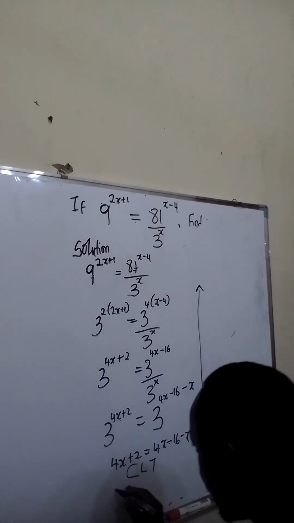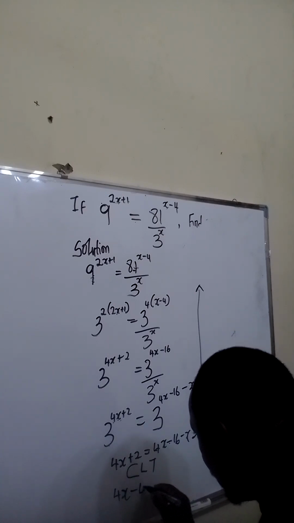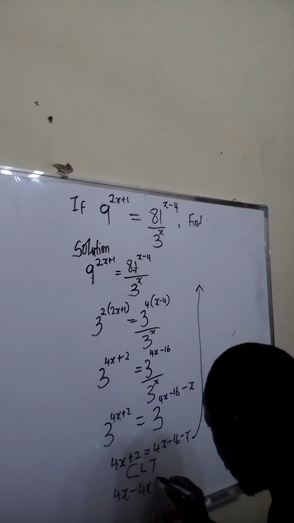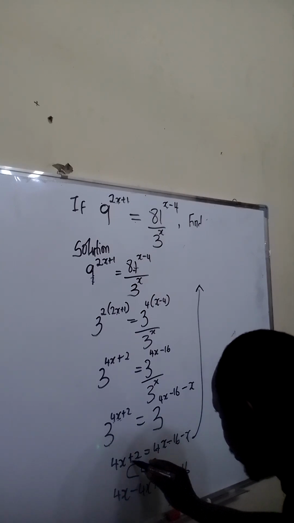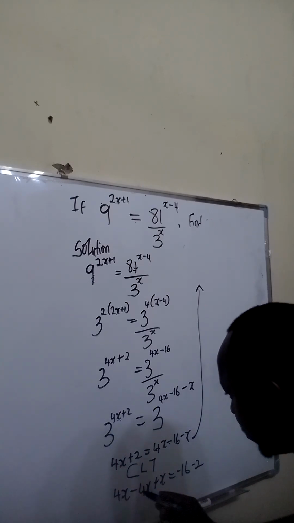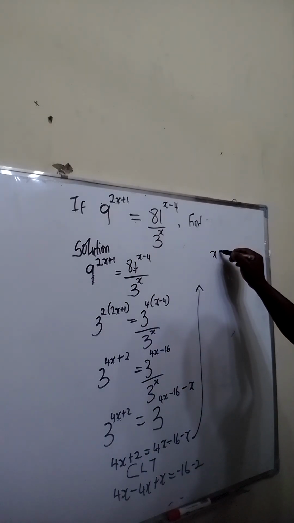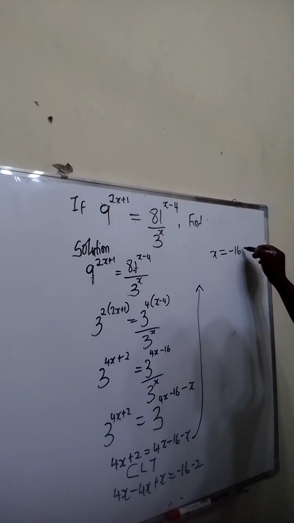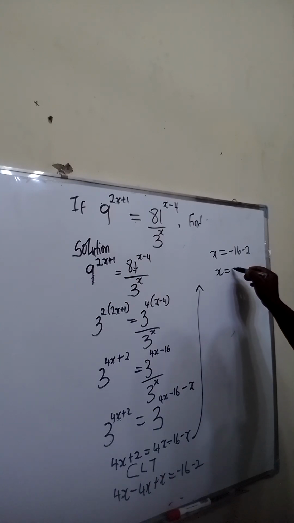This will become 4x plus 4x will move to this place to become minus 4x, minus x will move here to become plus x, equal to, we are left with minus 16, plus 2 will move to this part to become minus 2. Now 4x minus 4x is 0. We'll be left with x equal to minus 16 minus 2. Minus 16 minus 2 is the same thing as minus 18. So x will be equal to minus 18.